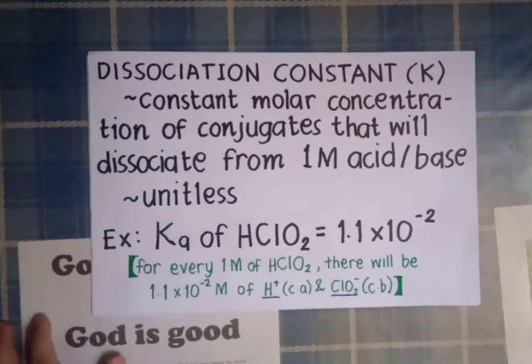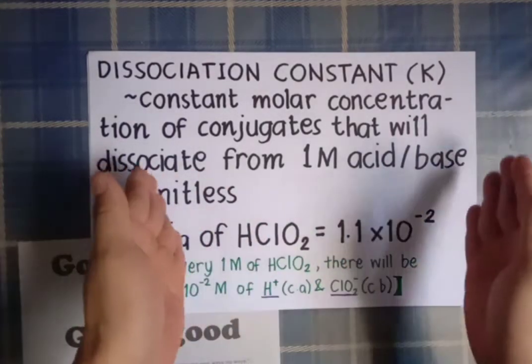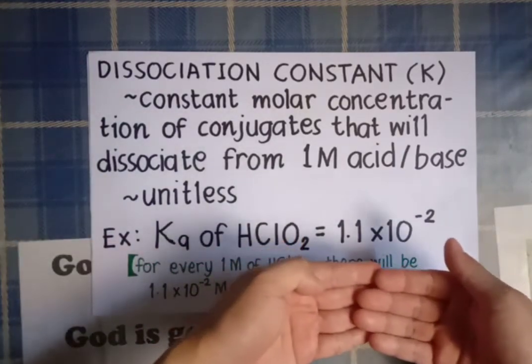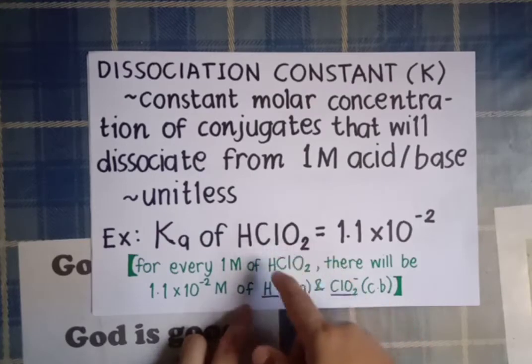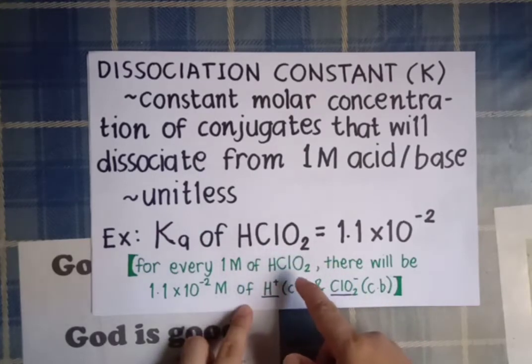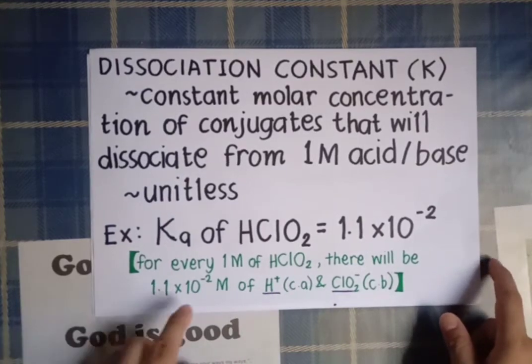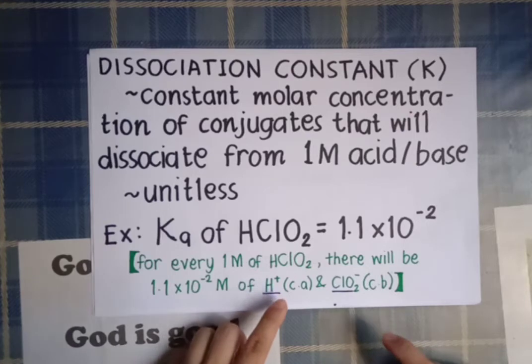Okay, in Tagalog, itong HClO2 natin, maghihiwalay siya into H and ClO2. And according to our dissociation constant here, sa paghihiwalay niya, kapag tinunaw natin ang 1 molar ng HClO2 sa tubig, it will always produce 1.1 times 10 raised to negative 2 molar of H positive and ClO2 negative combined.